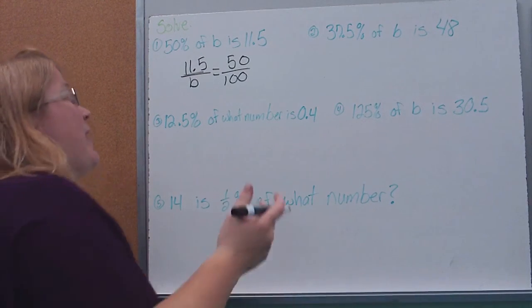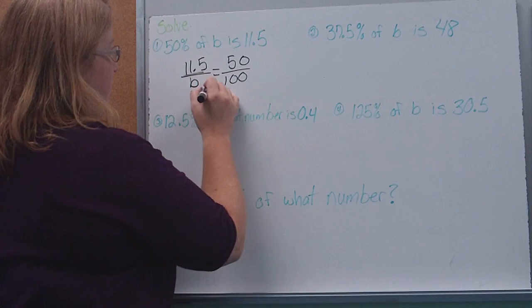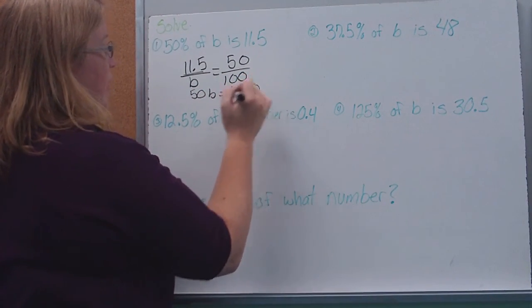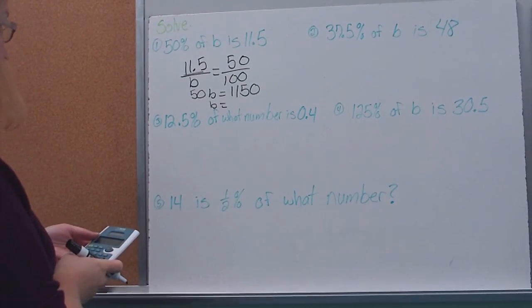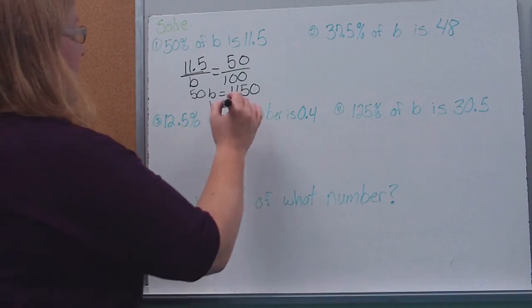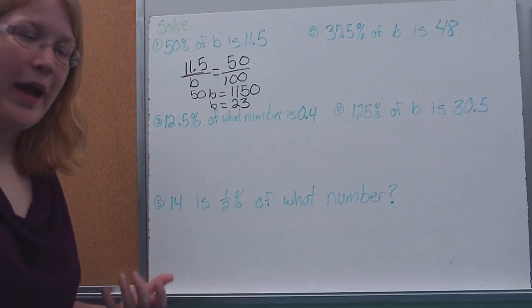And then just like we've been doing, I'm going to cross multiply. And then when I solve that, I find out that 23 is my base or my original number.